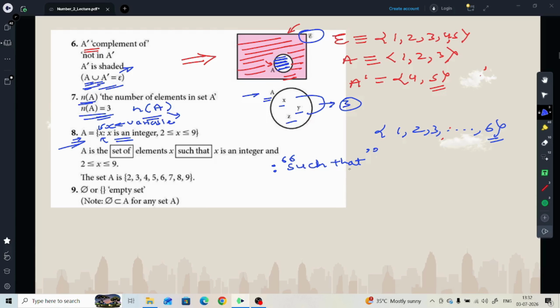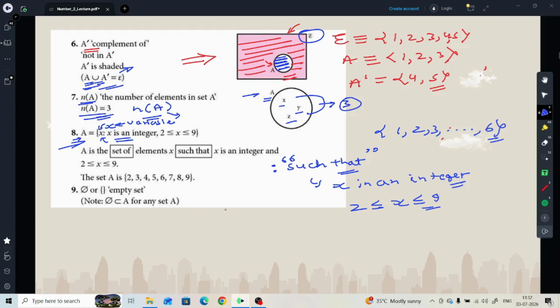So how can we read this? x is an element or a variable such that x is an integer. It tells us that x is an integer and x is greater than or equal to 2 and less than or equal to 9. So it includes 2 and 9 also. We'll be talking more about this in inequalities, so don't worry about it.